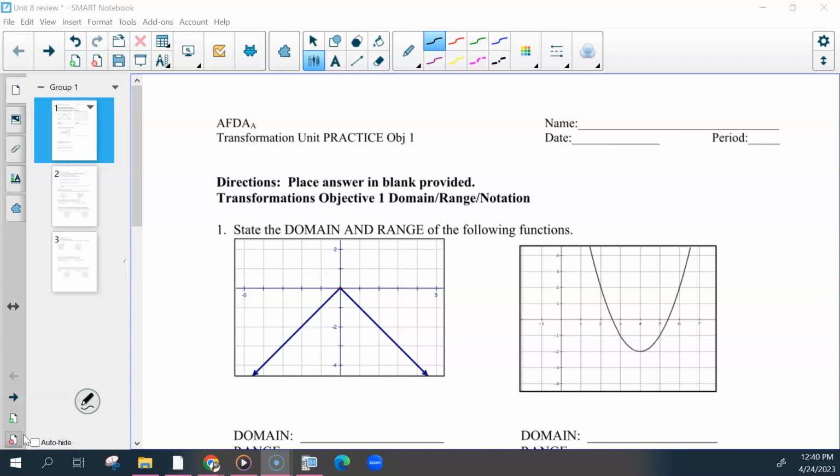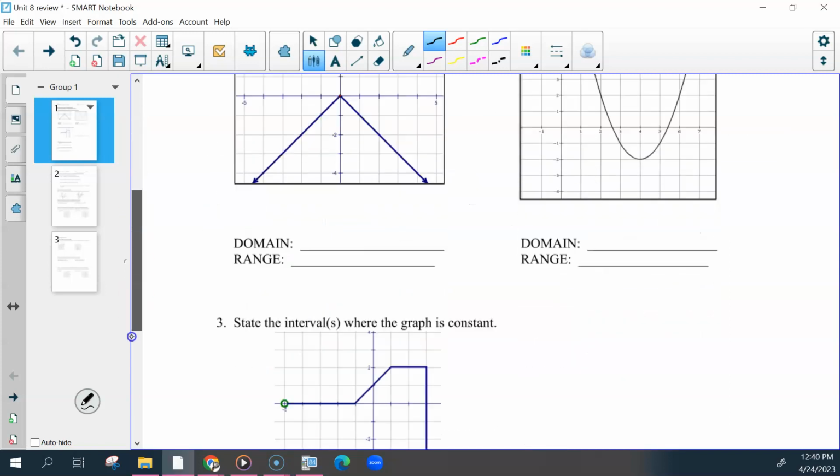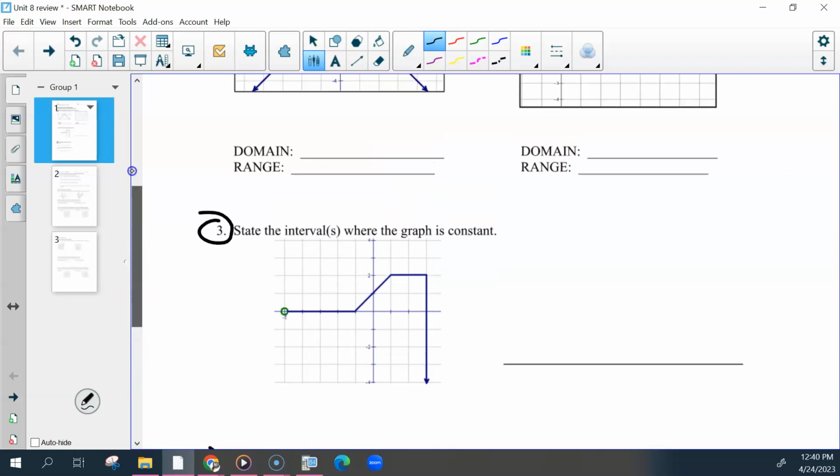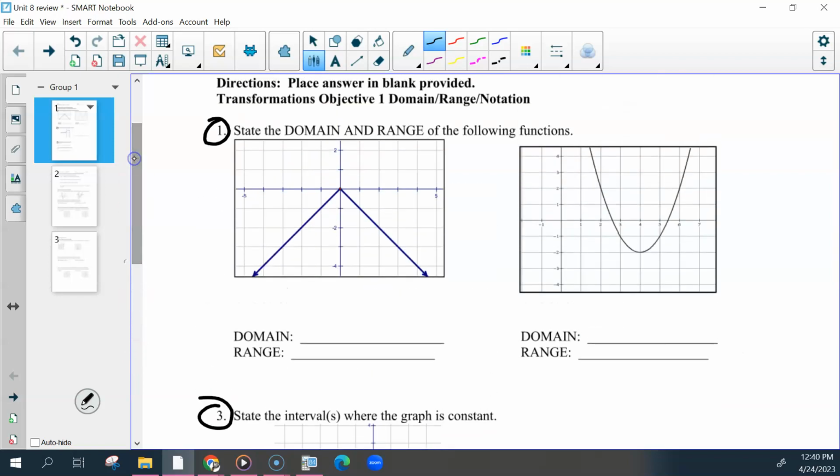Starting with the first objective, your domain, your range, your notation, which of those do we want to see, go over, have questions about? One. And then can we do 4? You do 3. Yes. Let's focus on this page first.